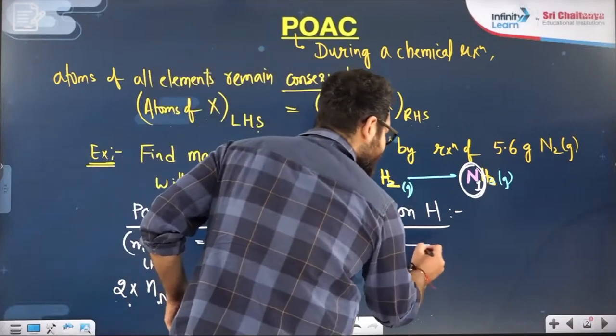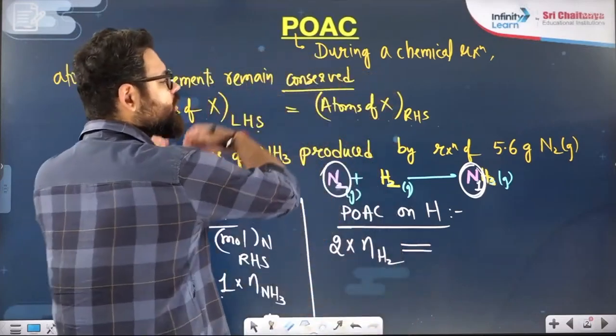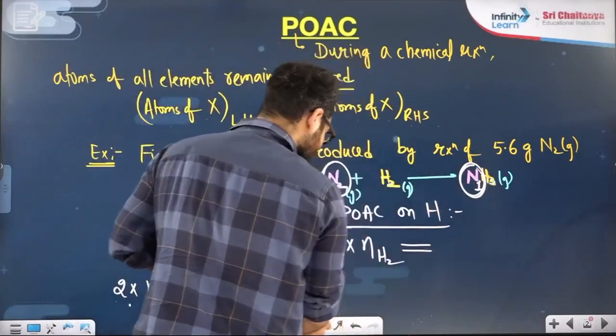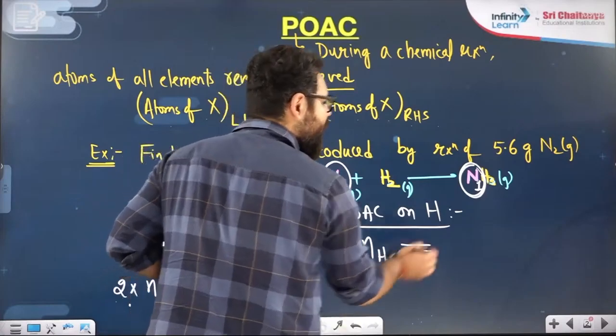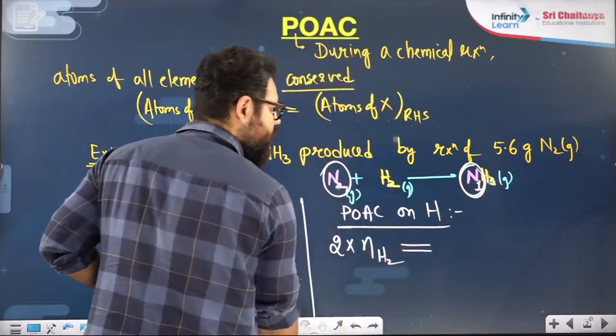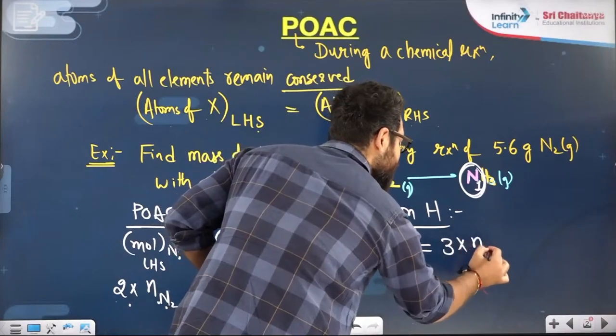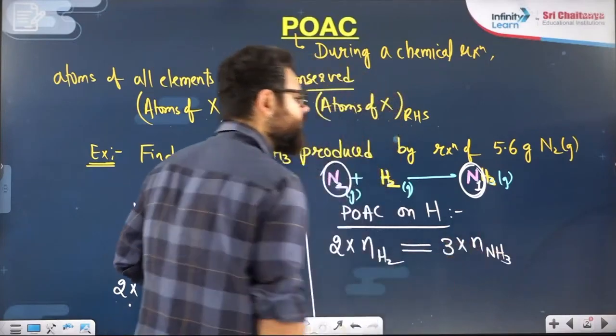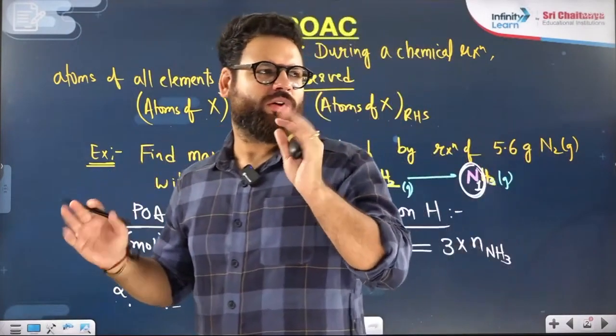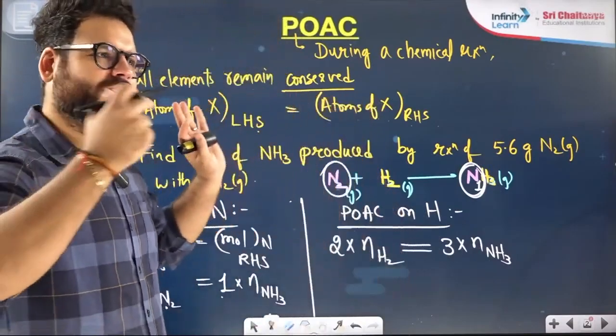And on the right hand side, all the hydrogen has gone to ammonia. In each ammonia, how many hydrogens? 3 hydrogens. So on the right hand side, there are 3 hydrogens per ammonia, so 3 times moles of ammonia. If you can do this much, you'll get all the answers. Now let us see the question.